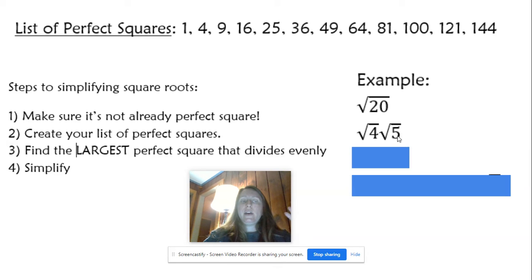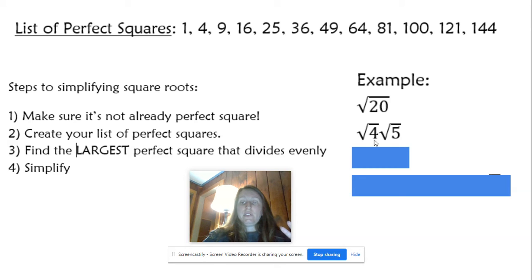Now, the reason why you want to find the largest perfect square is that sometimes there might be more than one number in this list of perfect squares that divides evenly. That's why I always start with the largest numbers first, not the smallest numbers. So you just want to find the number next largest to it and start dividing from there, which is why I started with 16. So 20 divided by 4 gets me 5. That's the number from my list of perfect squares.